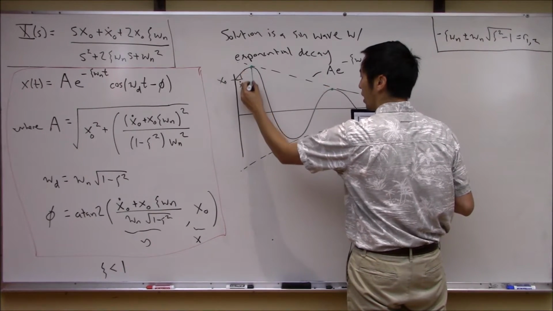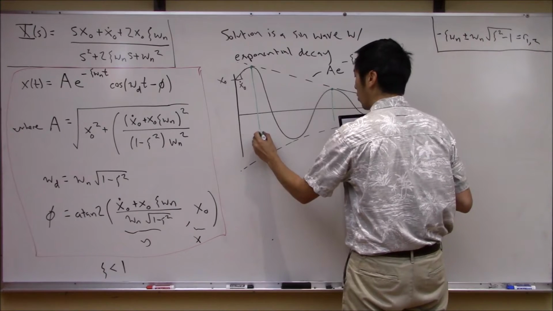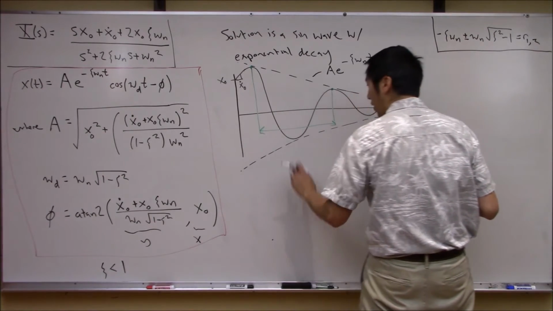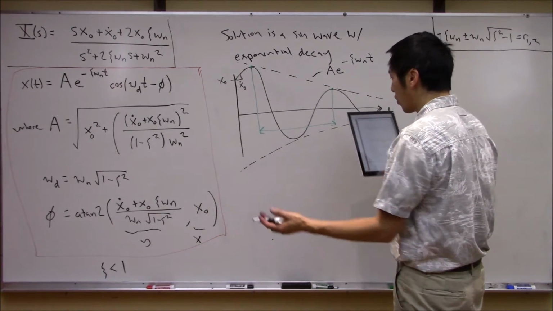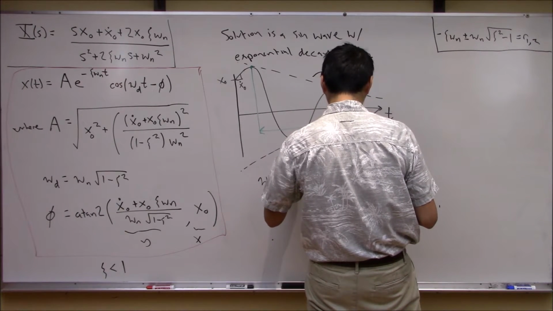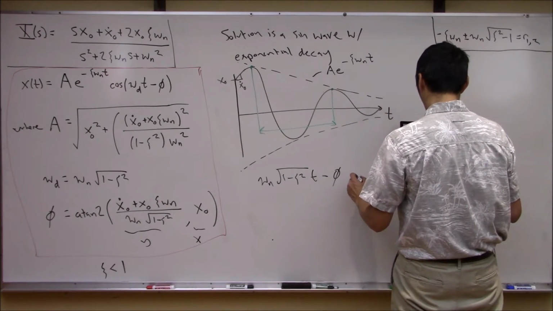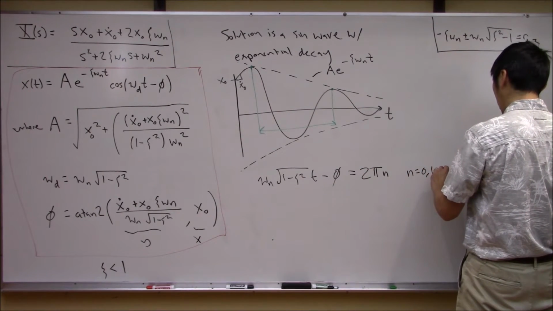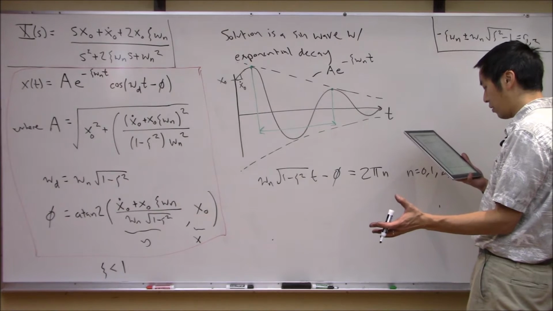I think everyone would agree that the frequency between these is the angular frequency omega d, so the period between these, right? The wave is going to basically repeat every 2 pi multiple of this. In other words, when omega n square root of 1 minus zeta squared t minus phi, that's the argument of the cosine wave, equals 2 pi n, for n equals 0, 1, 2, some integer value, the cosine wave repeats. That's what it does.